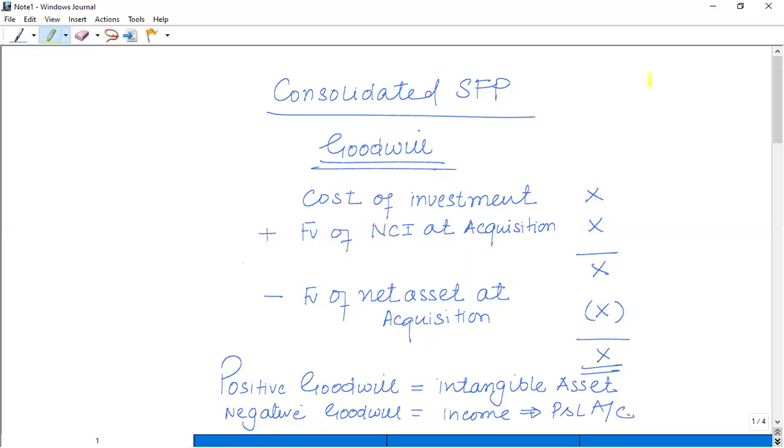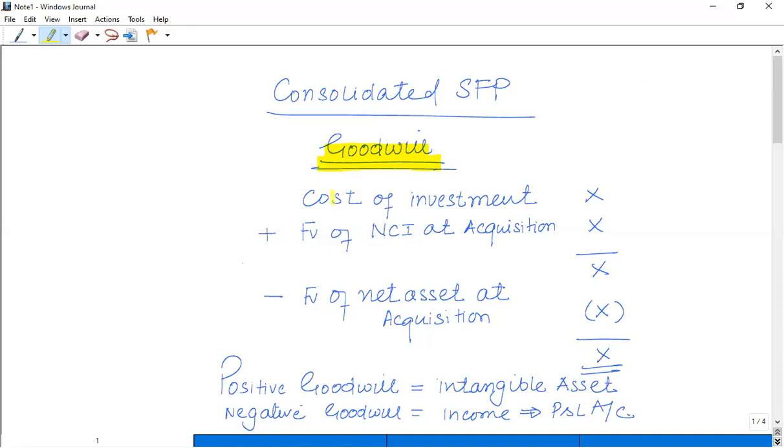Dear students, in this video, we will learn how to calculate goodwill when a parent company acquires shares in a subsidiary company. First of all, what you have to calculate is the goodwill. So let's discuss the format first. This is the format for the full goodwill method when NCI is to be valued at fair value.